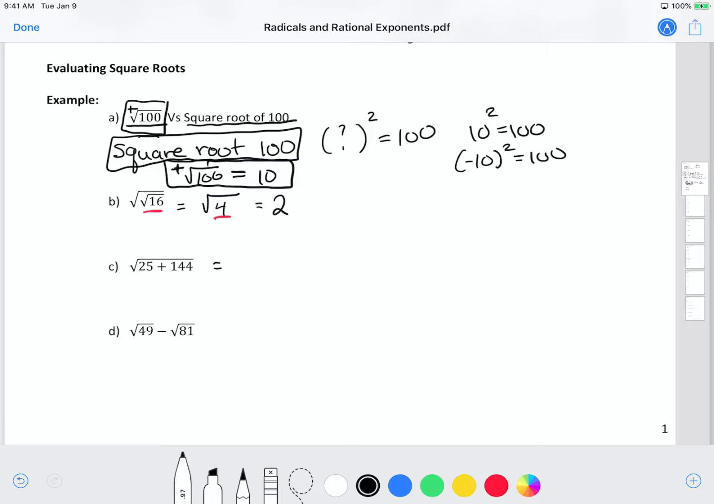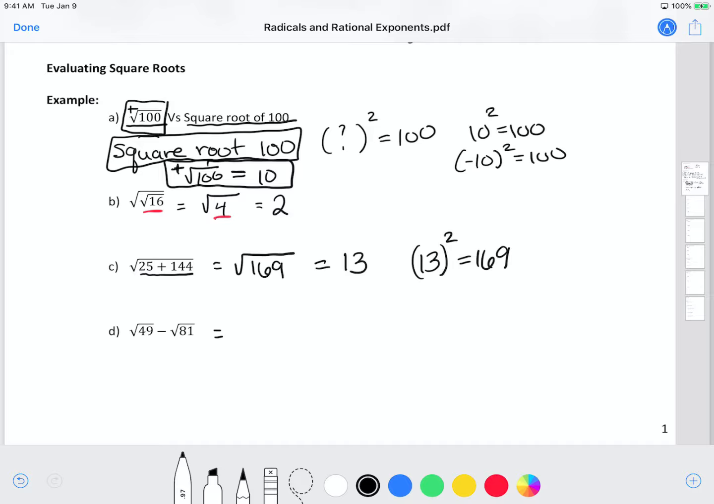When I evaluate this square root, you always want to do what's inside your grouping symbols first. And this square root is grouping the 25 and the 144 together. So I would take 144 plus 25 and add those first. That would give me 169. And when I take the square root of 169, that is 13. It is 13 because 13 squared is 169.